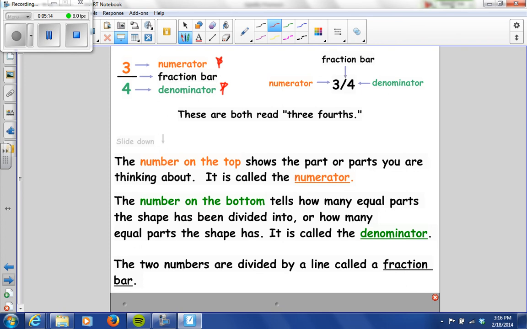All right, so the number on the top shows the part or parts you are thinking about. It is called the numerator. So the numerator is a part. Okay. The number on the bottom tells how many equal parts the shape has been divided into, or how many equal parts the shape has. It's called the denominator. And what else could this be called? We have part here. We're going to have whole here. Okay. So we have a part of a whole. The two numbers are divided by a line called a fraction bar.